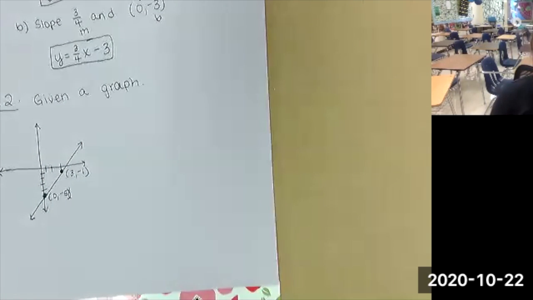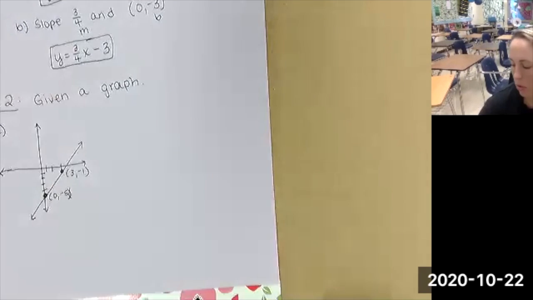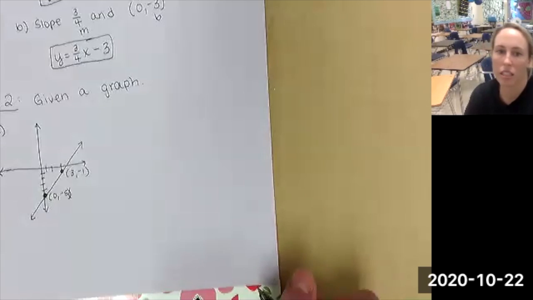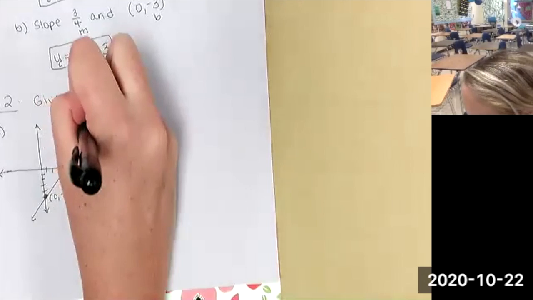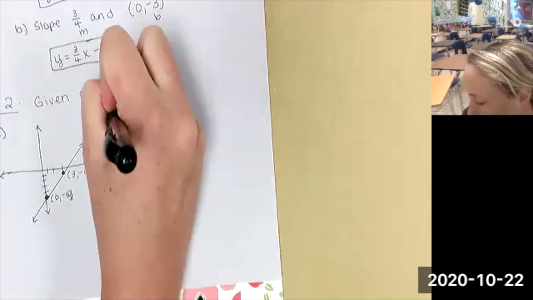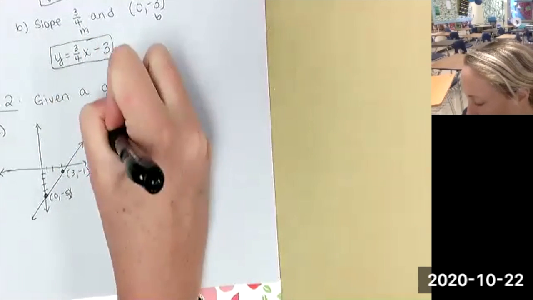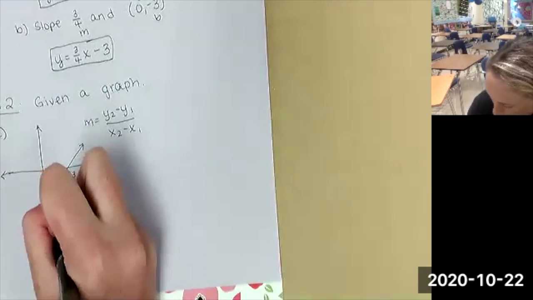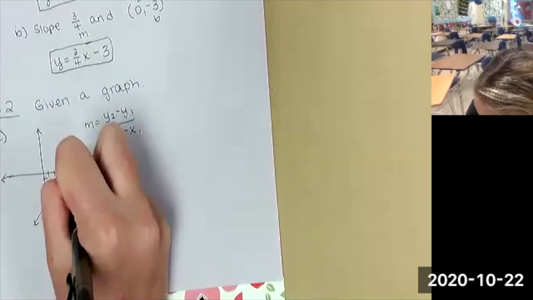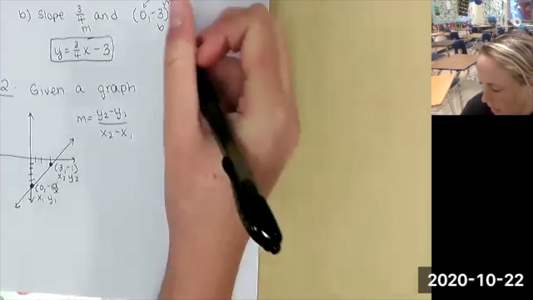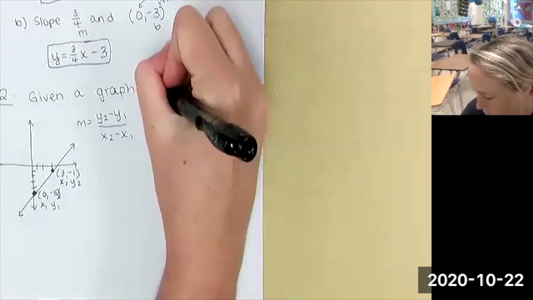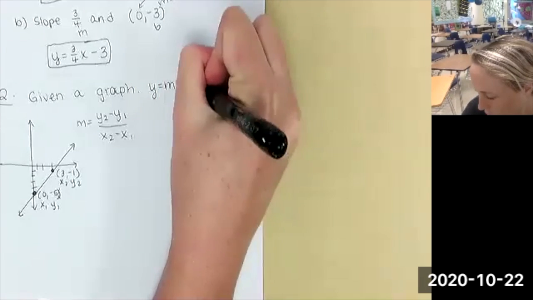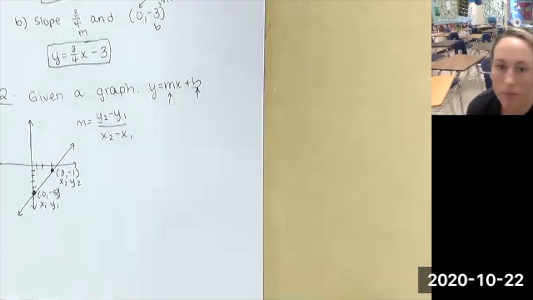Now, normally I would encourage you to count rise over run to find your slope. But in this case, since my graph drawing is terrible, let's practice the slope formula. So remember, slope formula is y2 minus y1 over x2 minus x1. So we can label our x1 and y1, x2 and y2, because for slope-intercept form, I need both of these, right?